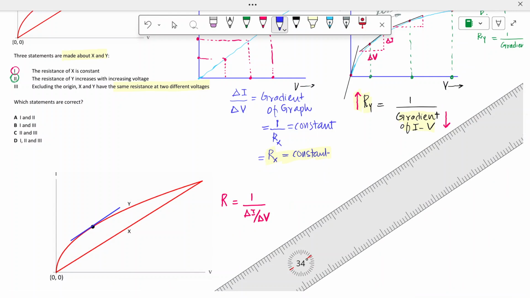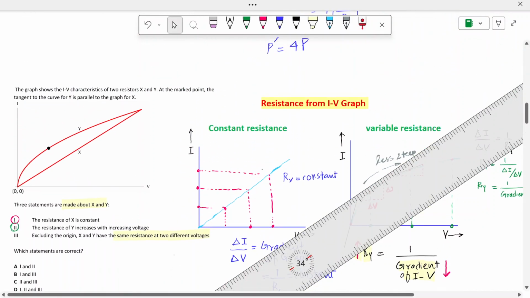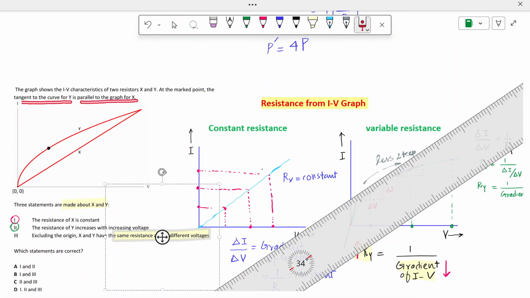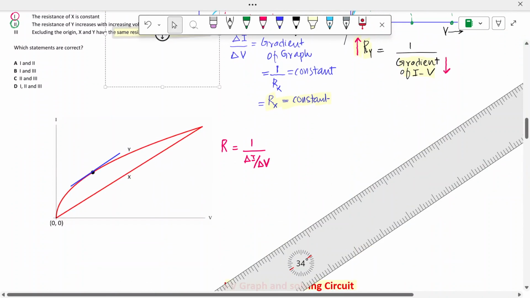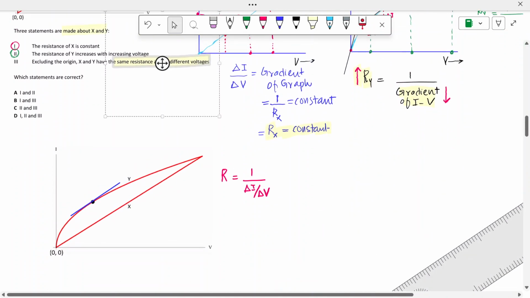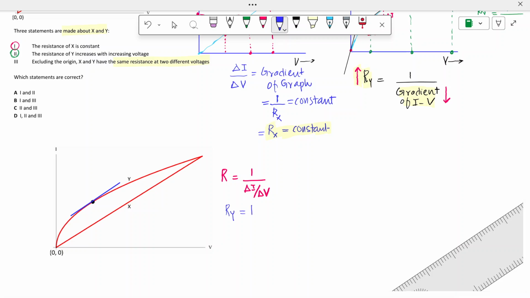Don't you think this tangent line is parallel to this line, which is showing us the graph for the resistance X? And in the question, they mention that at the marked point, the tangent to the curve is parallel to the graph of X. If the tangent line is parallel, it clearly means that the resistance of Y is equal to the resistance of X at the marked point, because their slope or gradient is equal. And why? Because the rise over run is the same. I hope you understand.